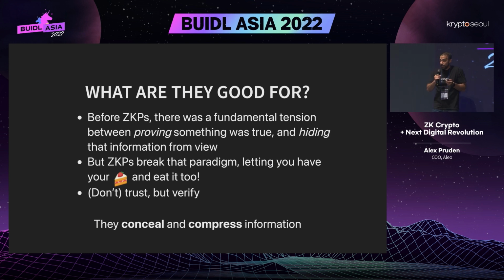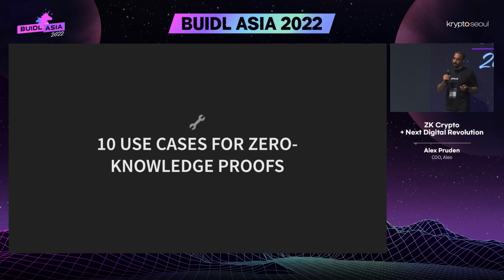Whereas something like Zcash or Aleo, the point is to enable users to hide sensitive data from any observer. And that's really the use case there. So concealment and compression. Okay, so now we've arrived at the listicle part of the talk, where I'm just going to run through some of my favorite use cases for ZK snarks.